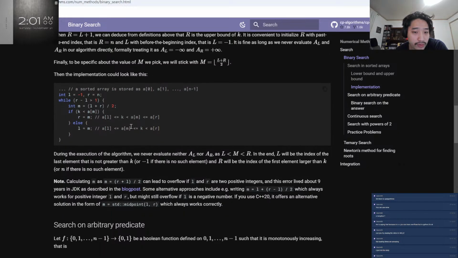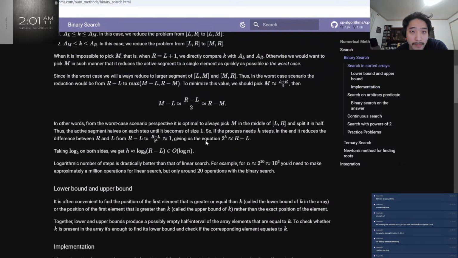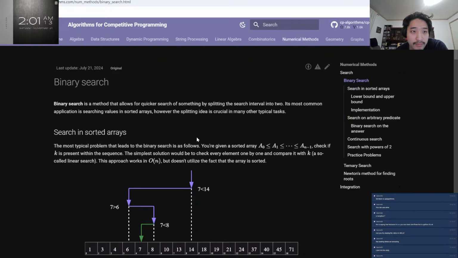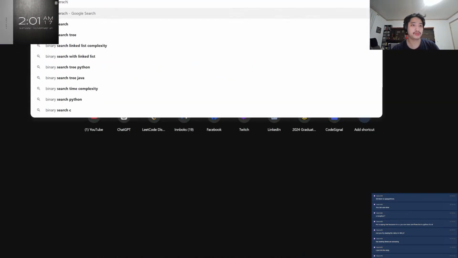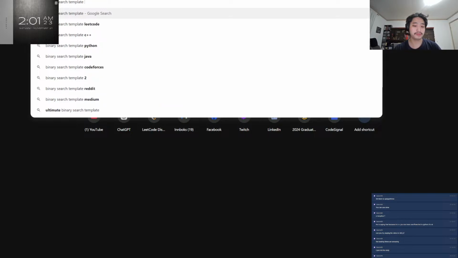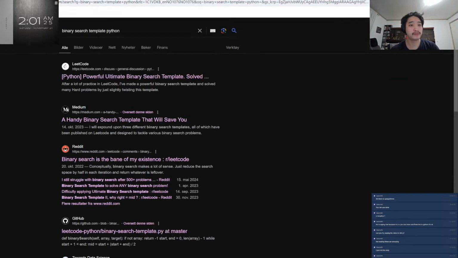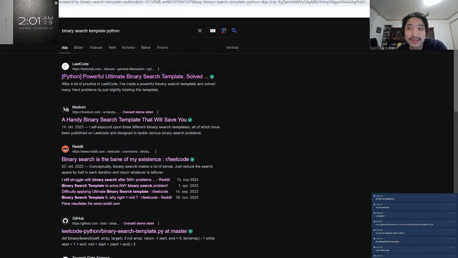Do they have it for Python specifically? It's not a big deal, I understand what's happening here. Binary search. Template. Python. Yeah, look at this, Leetcode.